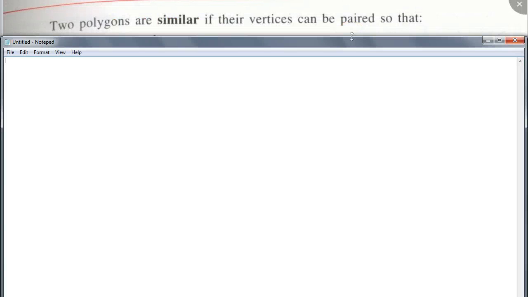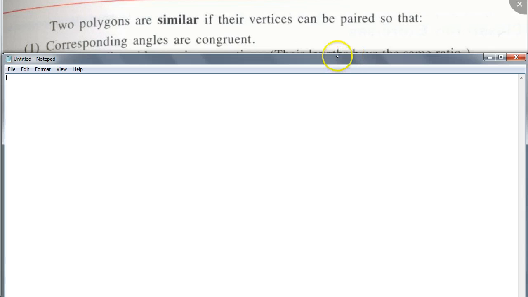Okay, so hold on. Here we go. Here's the definition of similar polygons. Two polygons are similar if their vertices can be paired so that, first, there are two parts for this. First, what can you tell me about their angles? Anybody want to tell me? Yes? They're congruent. Yeah, the corresponding angles are congruent. But what about the corresponding sides? Are they going to be congruent also? No, then it'll be 1-to-1. Anybody want to guess?